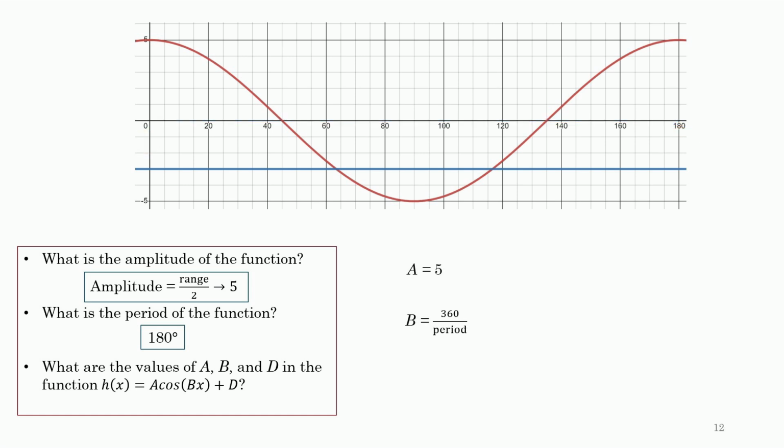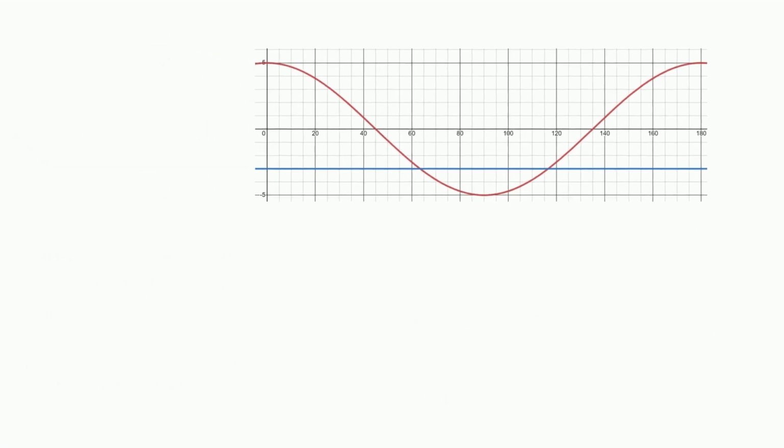B, we have to do a little bit of work. There's a formula, 360 divided by the period that we counted, so 360 divided by 180, B is 2, and D is the same as the midline. So since the midline is 0, D equals 0. So our function is h of x equals 5 times the cosine of 2x. Pretty cool. All right. Next question.